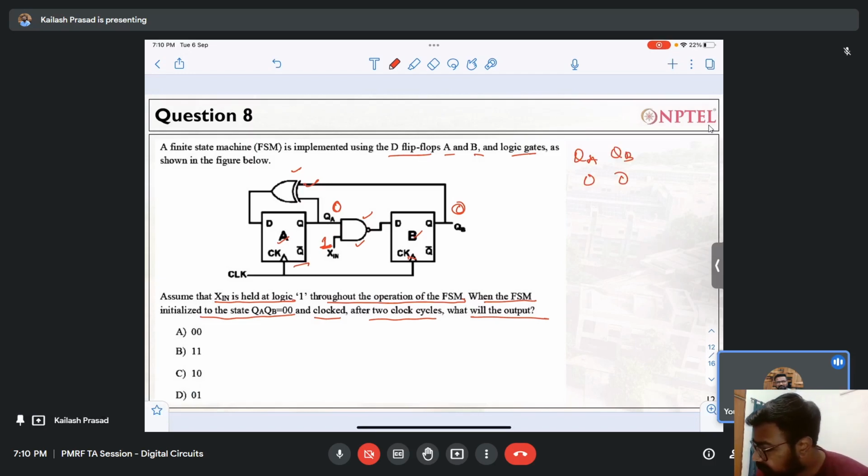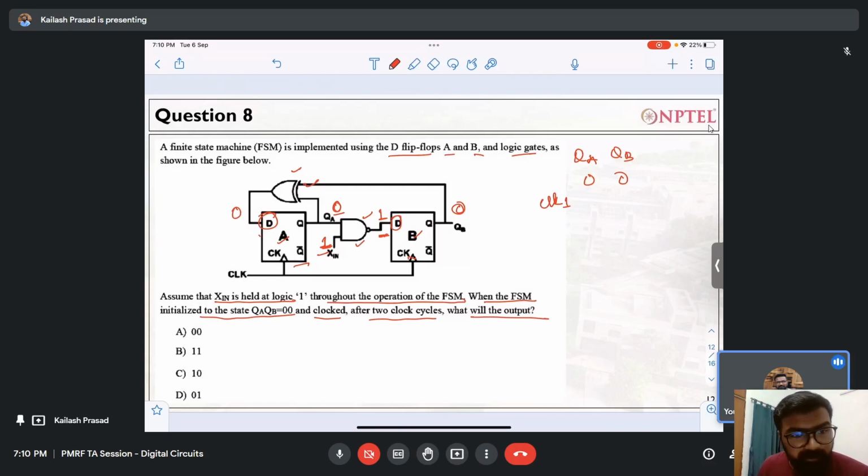Okay, so in the clock 1, we have to see. We have provided the initial condition for this node. This is 0. So what will be the initial condition for this node? It is a NAND gate. What will be this node? That is 1. What about this node? That is XOR of 0, so that will be 0, right? So we have the initial condition.